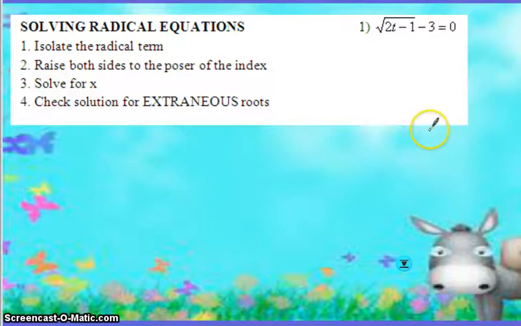Let's take a look at solving radical equations. There are 4 simple steps to solving radical equations. The first thing you need to do is isolate the radical term.